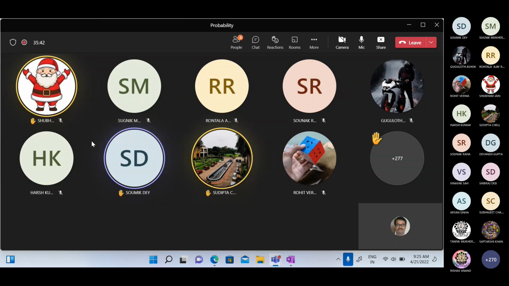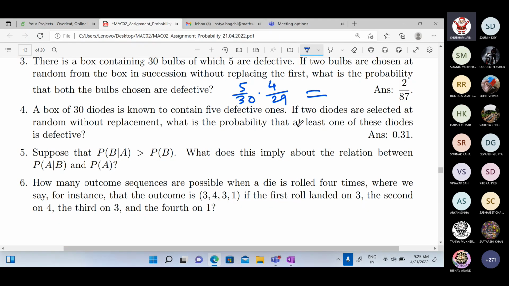Shubham, how did you get it? Sir, first we will take the case of only one defective. So we will multiply 2 into 25 into 5 upon 29 into 30. So we will get 250 by 870, that is 25 by 87. And then we will take the case of 2 defective, that is 2 by 87. And we will add them to get 27 by 87, which corresponds to 9 by 29.